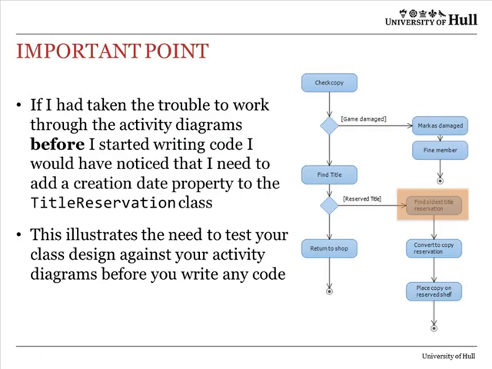Now it's an important point that's probably going to recur. If I'd taken the trouble to work through the activity diagrams before I started writing code, I would have spotted that I need to know the creation date, because as we can see here highlighted in this rather fetching shade of pink, there's an activity called find oldest title reservation. To do that, I've got to know when it was made. So I'm hoping this will bring home to you that you've got to test your class design against your activities before you write any code. Absolutely must do that. I'm banging the table and things are falling over.